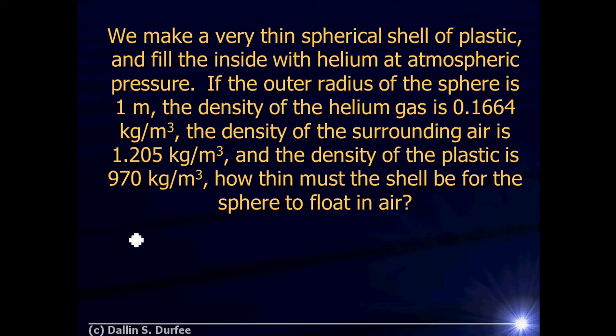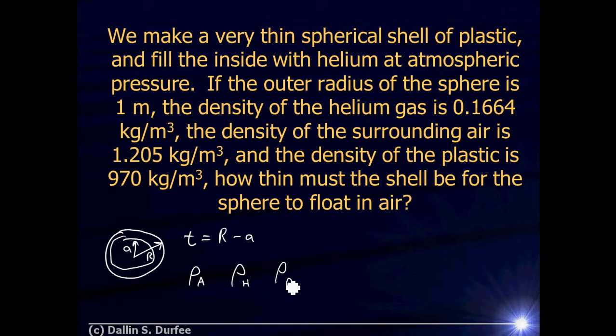So what we have here is a sphere filled with helium, and what we want to happen is we want the buoyant force to exactly cancel gravity. We're told the outer radius of the sphere, and I'm going to call that r. Let's call the inner radius a. We'll use that in our calculations, and if I find a, then the thickness of the plastic is just the outer radius minus the inner radius, right? And we are given, in addition to the outer radius, the density of air, the density of helium, and the density of the plastic.